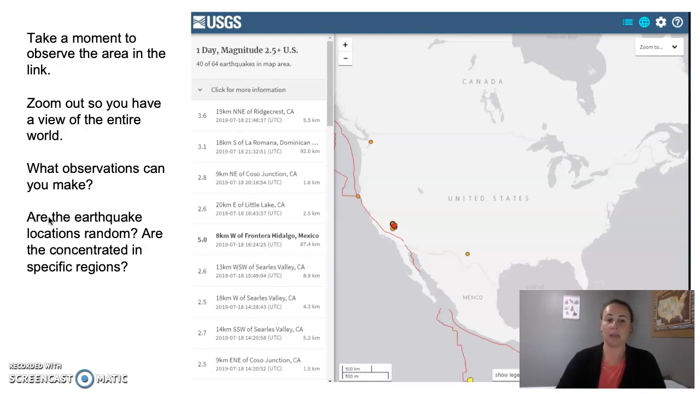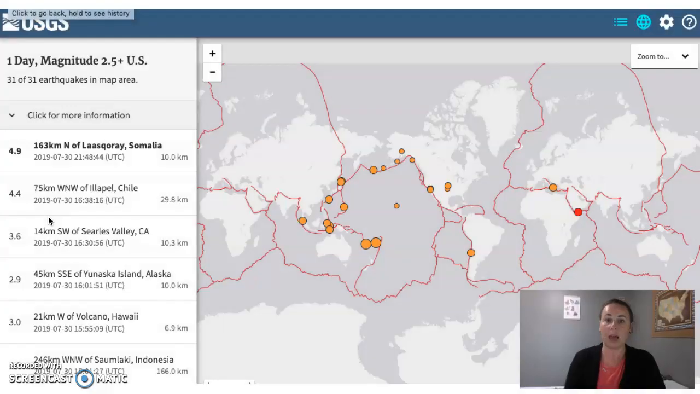The next thing I want you to do is zoom out, so that way you can see a map of the entire world. Take a few moments and make a few observations. I want you to think about where the locations of earthquakes are, and go ahead and start thinking about if you can tell me what those red boundaries are along the map.